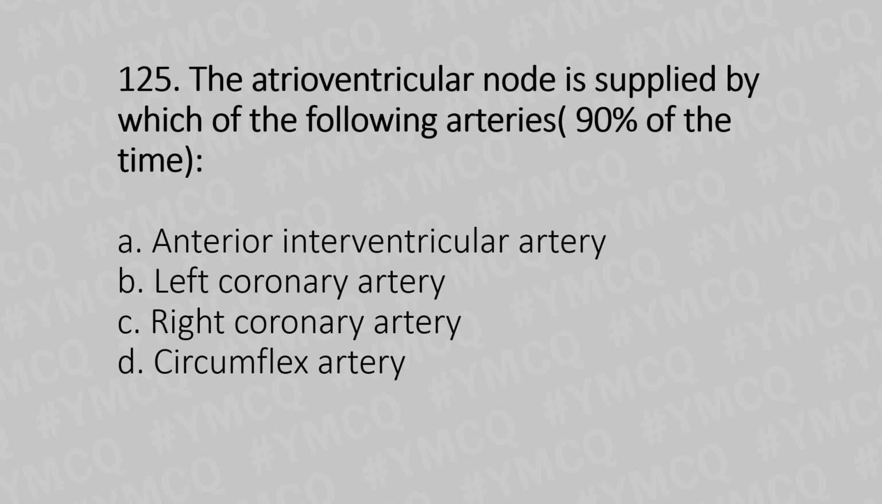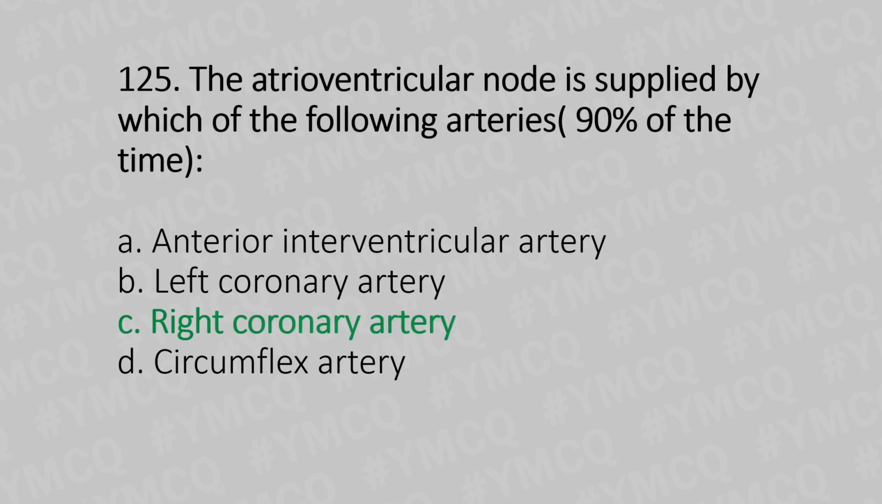Now let's move to question number 125. The atrioventricular node is supplied by which of the following arteries 90% of the time? Option A, anterior interventricular artery. Option B, left coronary artery. Option C, right coronary artery. Option D, circumflex artery. And the answer is option C, right coronary artery.